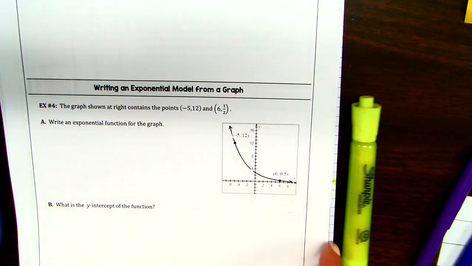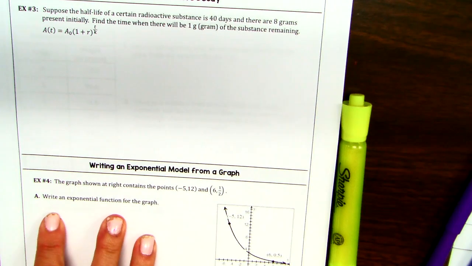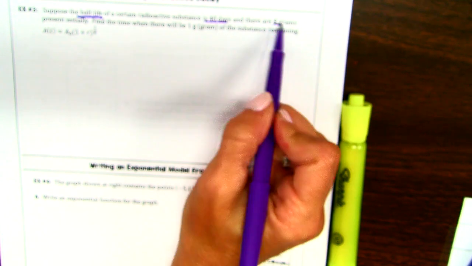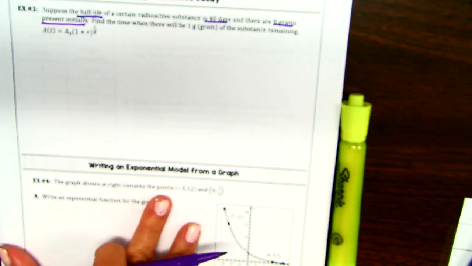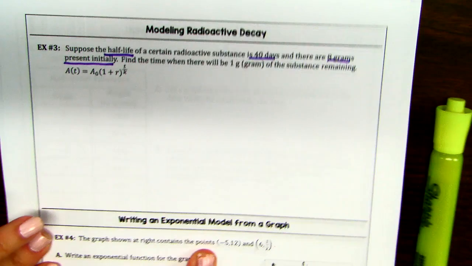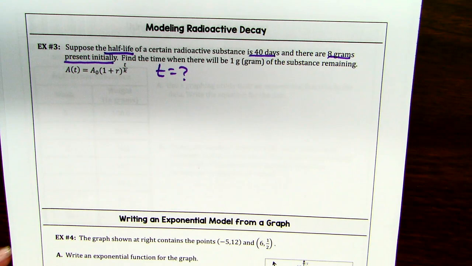Two more. One more word problem like this, similar to all the other ones. Instead of being doubling, it's half. And we've already talked about half-life. That means it cuts in half. That's decay. So suppose the half-life of a certain substance is 40 days, and there are 8 grams present initially. That word is really, really common. Okay, initially. All right, find the time that there is 1 gram of the substance remaining.